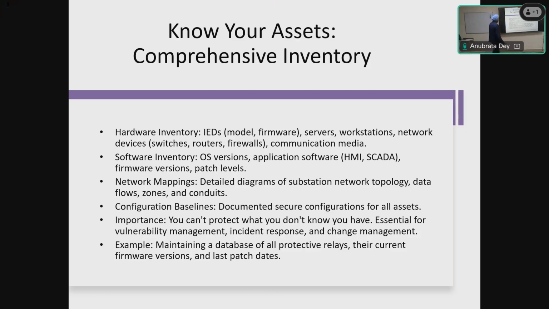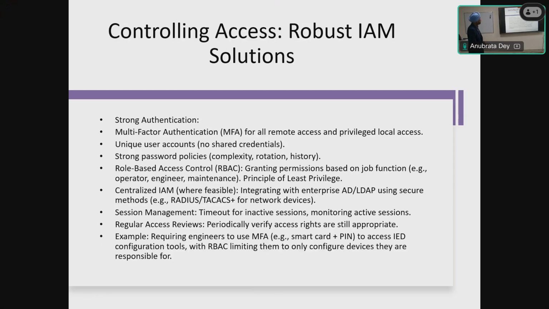Similarly for software and the network itself, right? What are the configuration baselines? So you can't protect what you don't know. So that's another area, having a comprehensive inventory. And we talked about this, robust identification and access management.